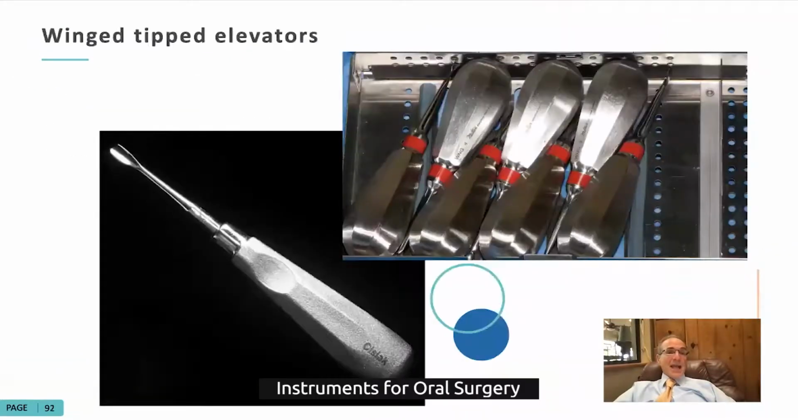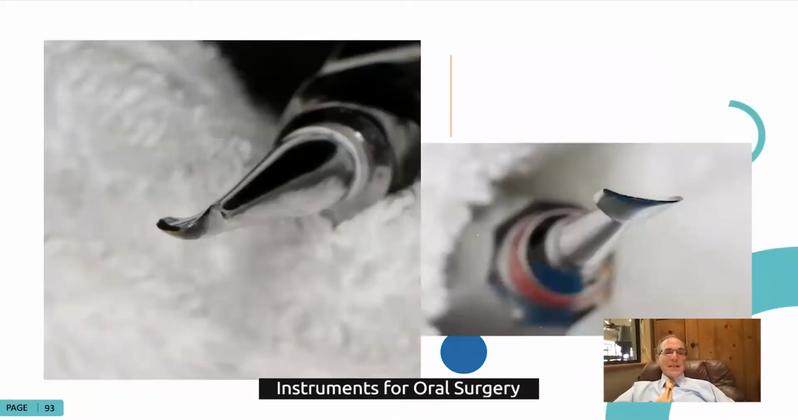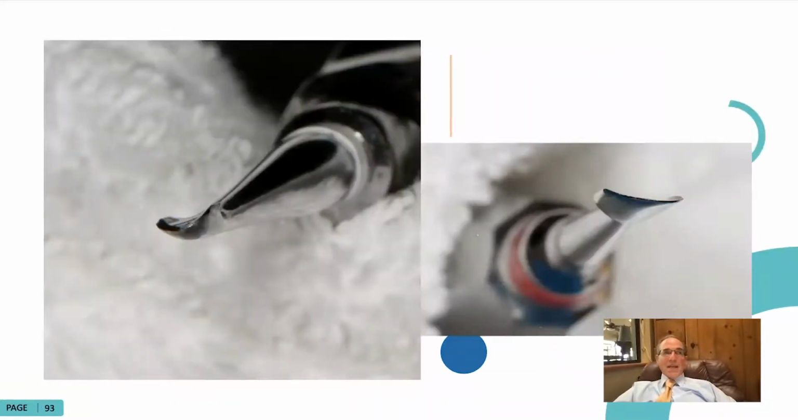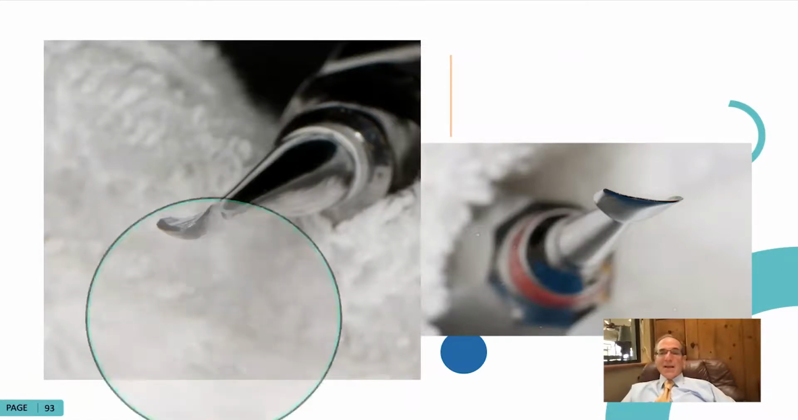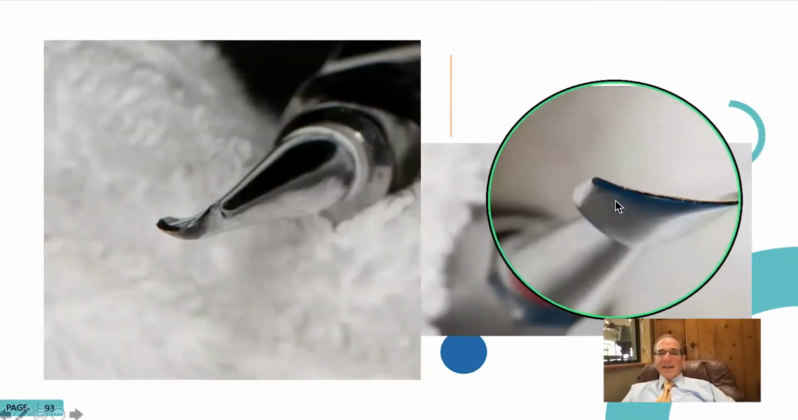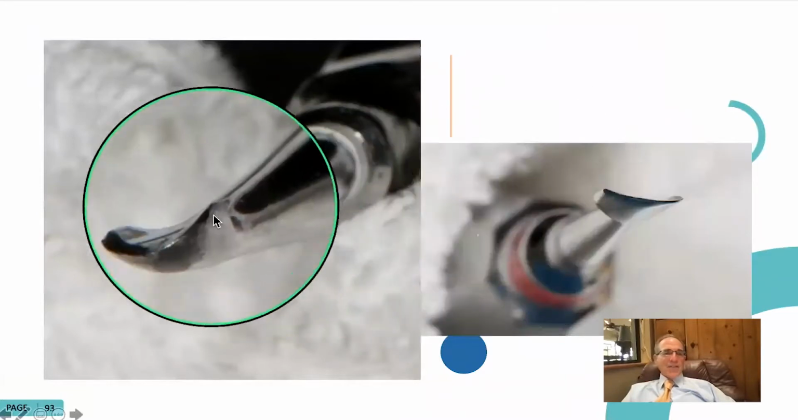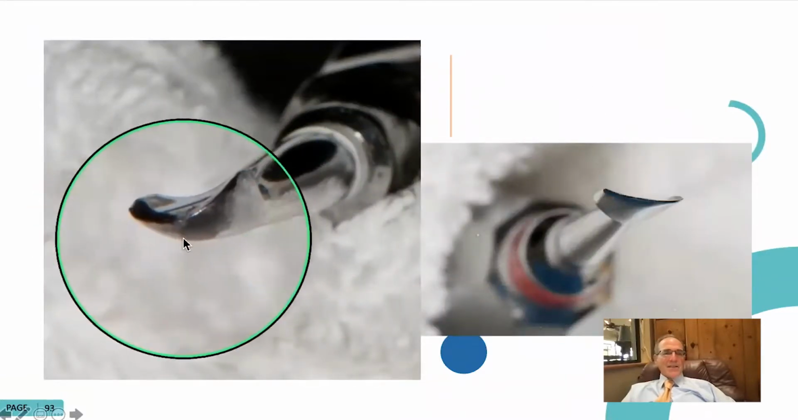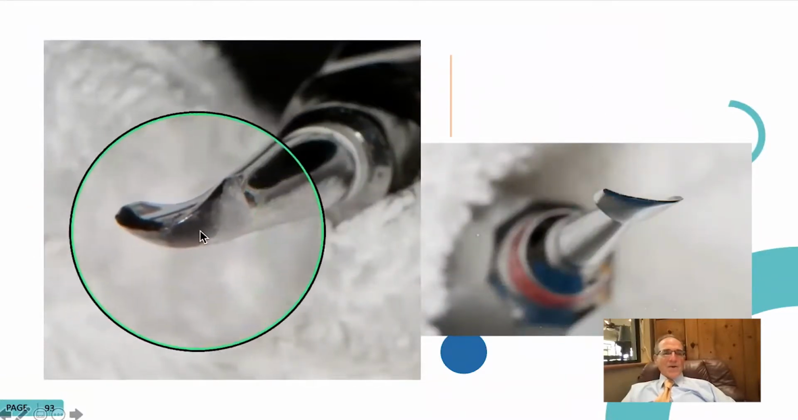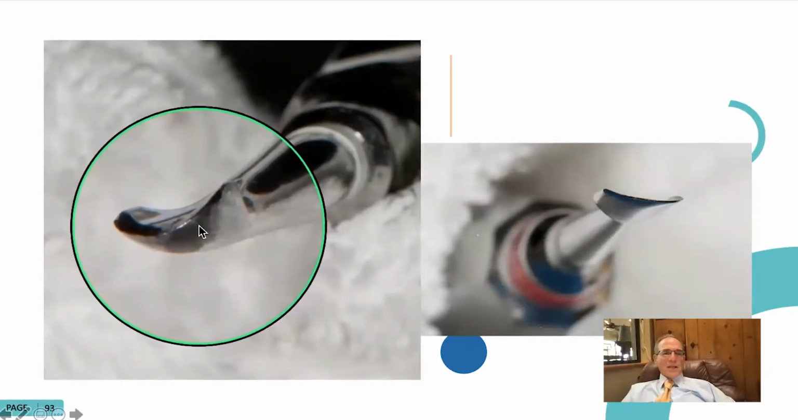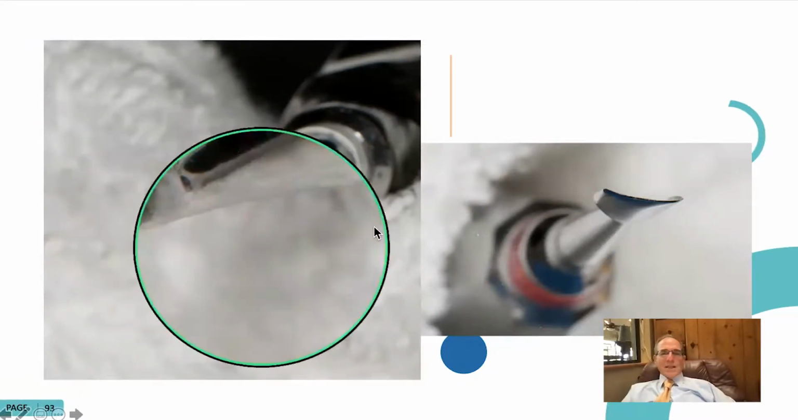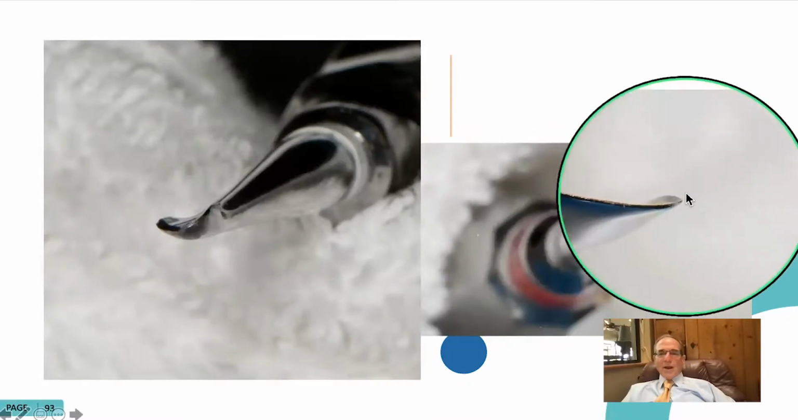Extraction essentials. We use wingtip elevators on virtually every extraction, and they are sharpened in between every case. When you're picking your wingtip elevators, you want a really thin face as compared to a thick face. If you jam this into the alveolar socket or in between multi-rooted teeth, you're going to break the roots. This one will go right around the roots.